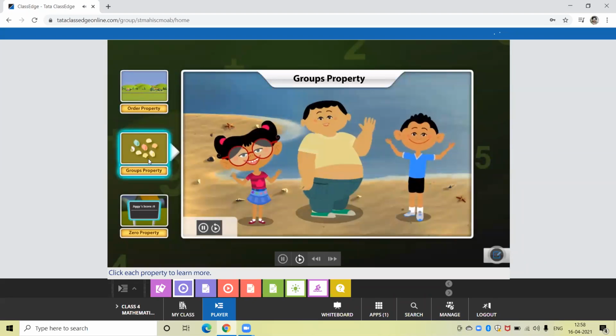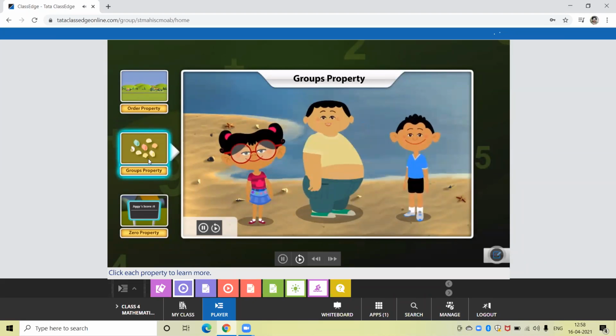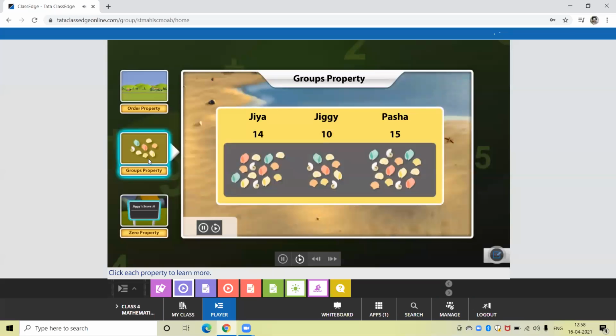Jia, Jiggy and Pasha are having fun on a beach. They are collecting shells from the sand to make fancy necklaces out of them. Jia has collected 14 shells, Jiggy has collected 10 shells, and Pasha has collected 15 shells. Let's find the total number of shells collected.